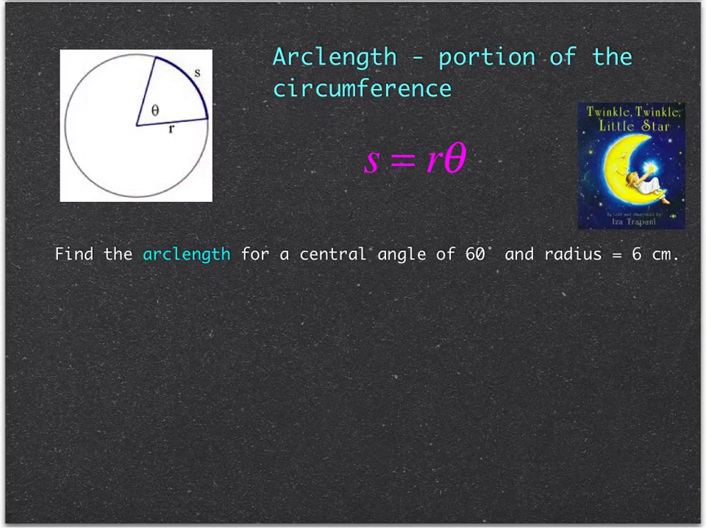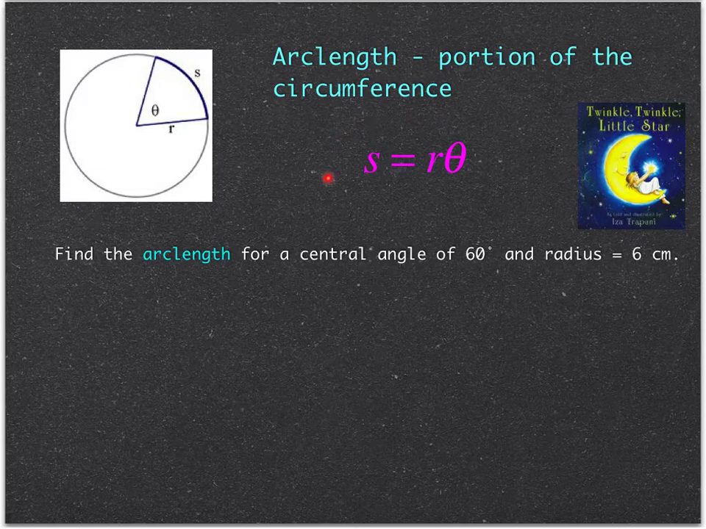So the arc length, usually designated by the letter S for some reason, is just this portion, the portion that's cut off when we have this central angle and then a radius emanating to the edge of the circle. So that's the arc length.